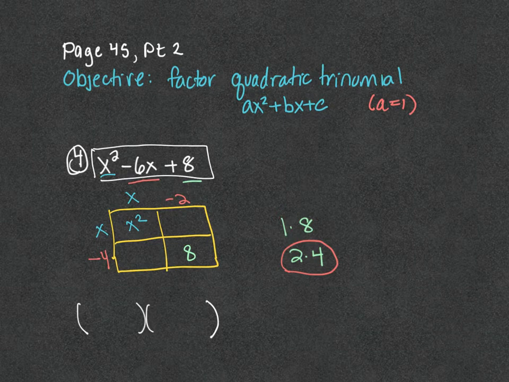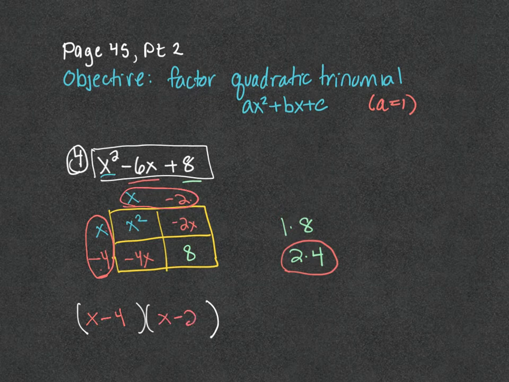So if I multiply x times negative 2, that's a negative 2x. If I multiply negative 4 times x, that is a negative 4x. And so if I check here, there's my x squared. If I combine these like terms on the diagonal, negative 4 and negative 2, create that negative 6, and there's our positive 8. And so here are our factors that are answers. One is an x minus 4, and then the other one is an x minus 2.